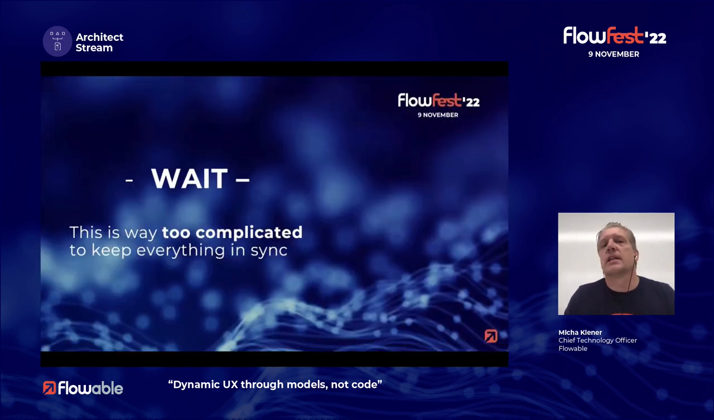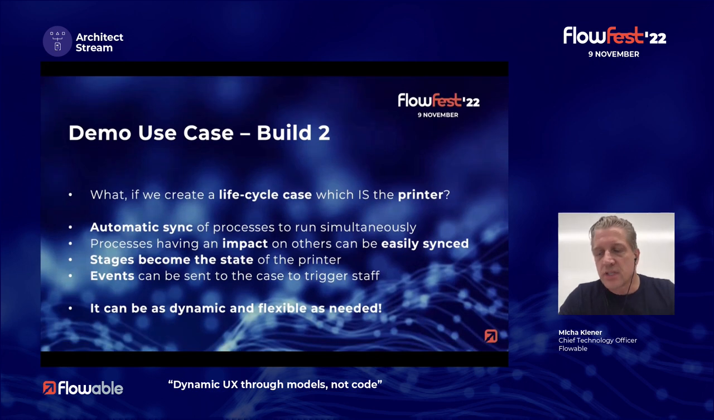Now, wait, this is getting too complicated to keep everything in sync at the same time, making sure everything runs smoothly. So maybe there's a better way. So build two, what if we just use a case model to represent the life cycle of the printer? And thus the case actually becomes the representation of the printer, or is the printer, because that gives us a lot of tooling at hand to cope with all the complexities around synchronizing all those events and processes and whatnot to the actual state of the printer.